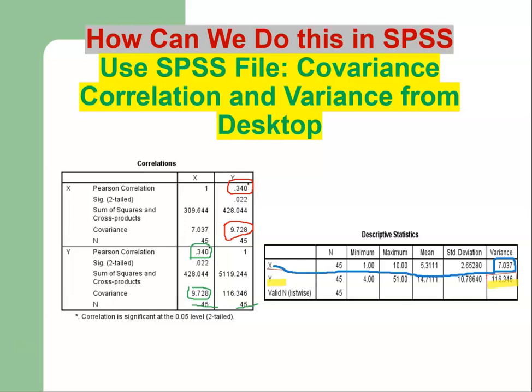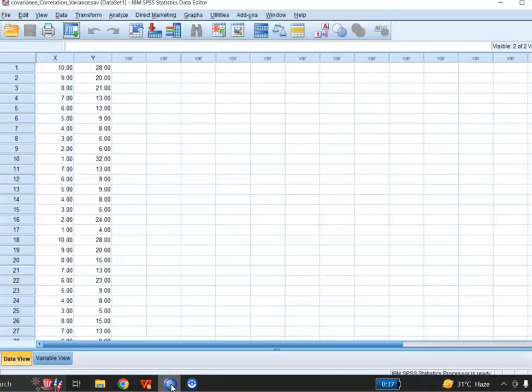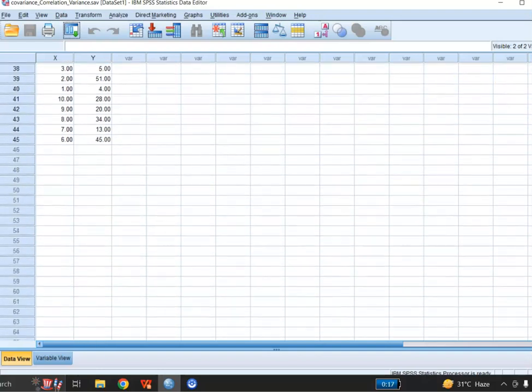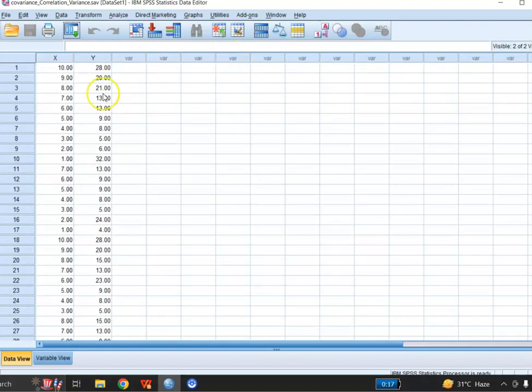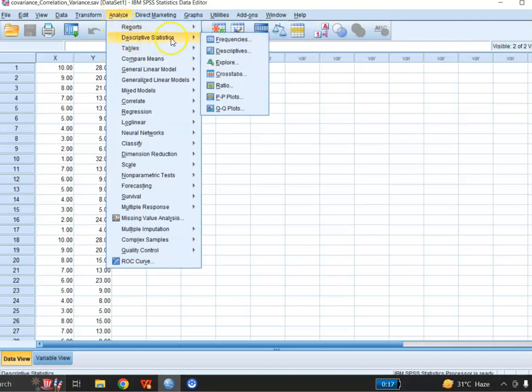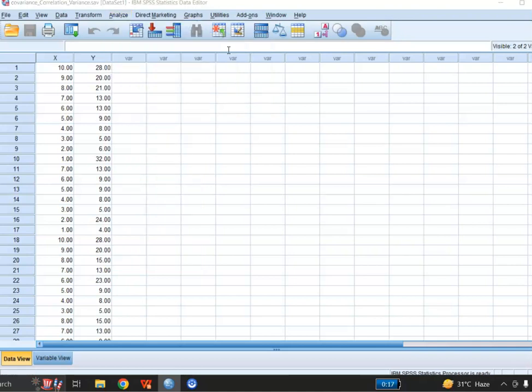So before I explain this, let me go to SPSS, and I have data on two random variables. One is x and one is y. The number of observations for both variables is 45. So there are 45 observations for both the variables, and both of these variables are quantitative. So first I would like to calculate the descriptive statistics of these two variables. So basically I am interested in calculating or computing the standard deviation and variances of these two variables.